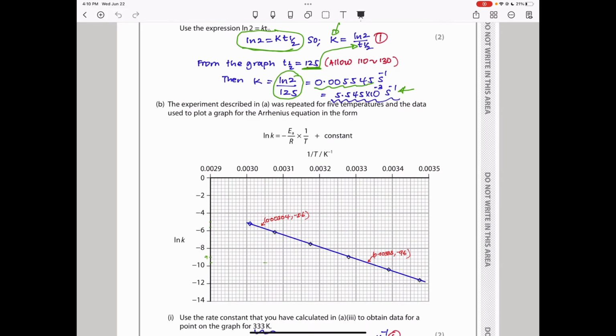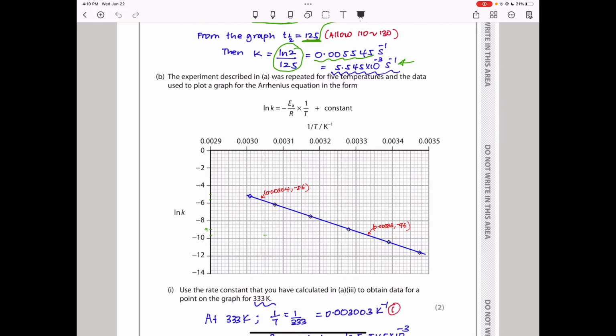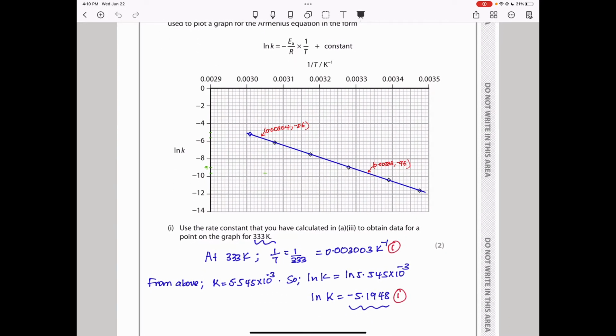So moving on to the next part, it says the experiment described in A was repeated for 5 temperatures, and the data used to plot a graph for the Arrhenius equation in the form, this is the Arrhenius equation. So we can see this is the information given. Remember, they plotted this point, that point, that point, that point, and that point. They were all plotted, and the line was not there. So the student was required to draw the line. Here we can see that the vertical axis has natural log of K, and the horizontal axis is 1/T. So the first question asked is, use the rate constant that you have calculated in A3 to obtain the data for a point on the graph for 333K.